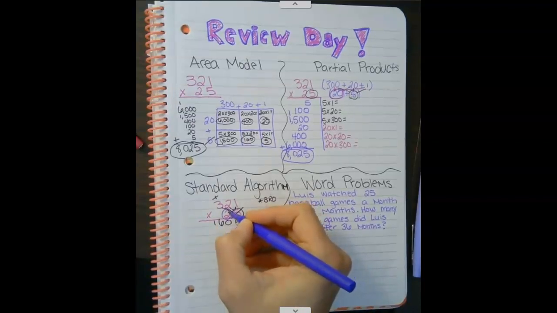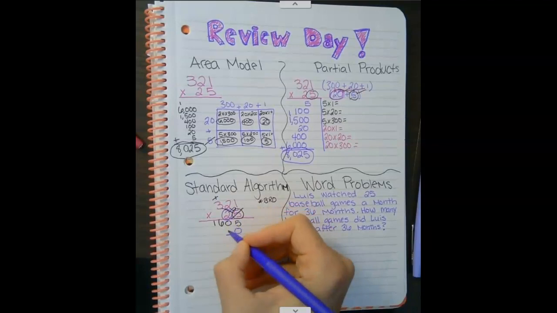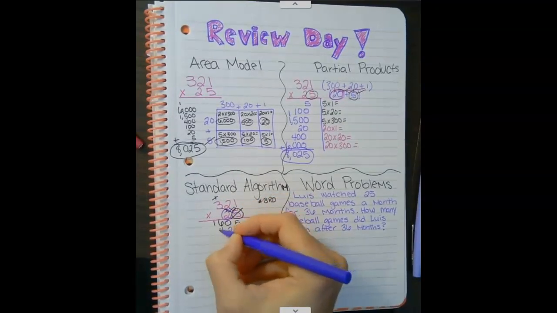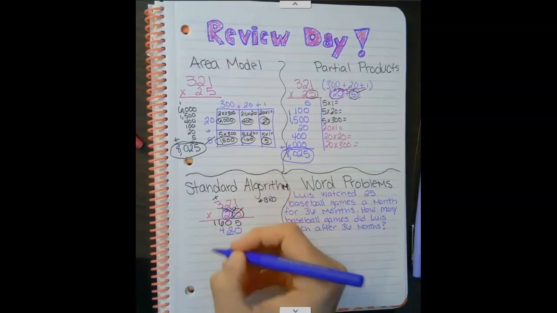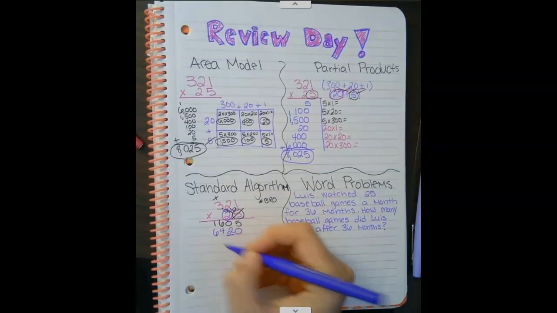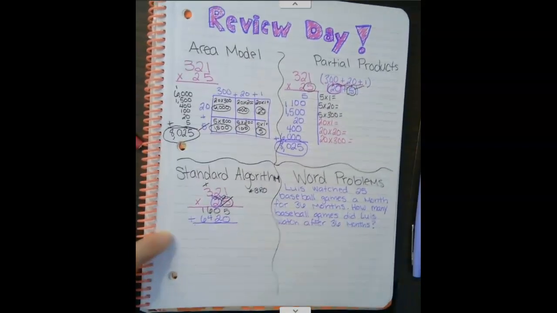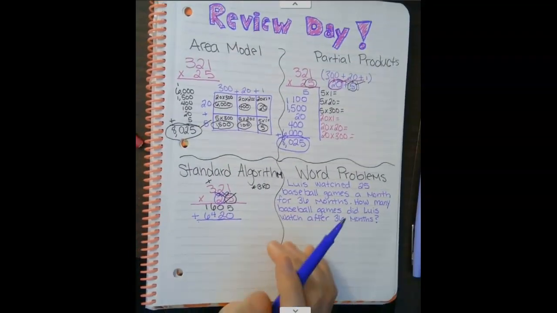So now I'm going to do the same thing. Distribute the 2 to the 1. So 2 times 1 is 2. 2 times 2 is 4. And 2 times 3 is 6. And now I get to add up my 2 partial products.